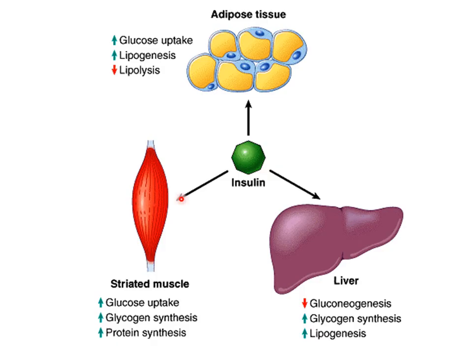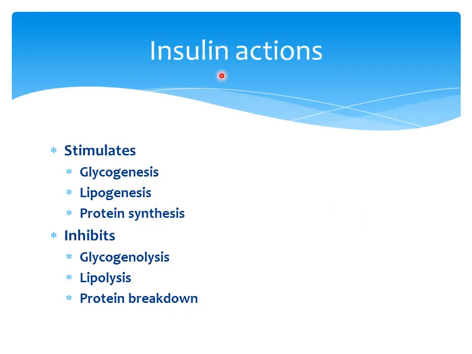What are the actions of insulin on striated muscle? Insulin increases glucose uptake by the muscle and it also increases synthesis of glycogen and protein by the muscle. Thus, the main insulin actions. Insulin stimulates glycogenesis and inhibits glycogenolysis. Insulin stimulates lipogenesis and inhibits lipolysis. Insulin stimulates protein synthesis and inhibits protein breakdown.